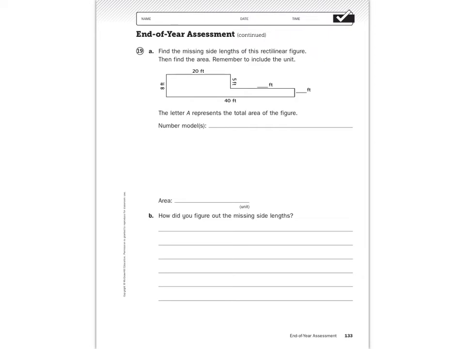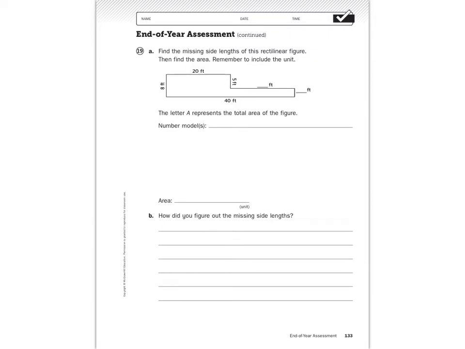So what you're going to be doing on this problem is you need to figure out the missing side lengths of this rectilinear figure. Remember, rectilinear figure just means that there are multiple rectangles, more than one rectangle, pushed together to create a figure. Then you have to find the area. Remember to include the unit.